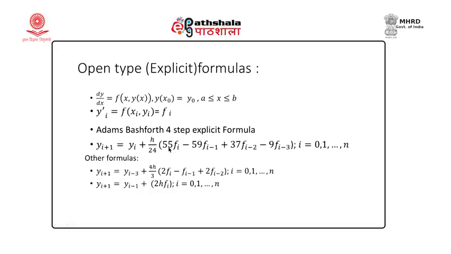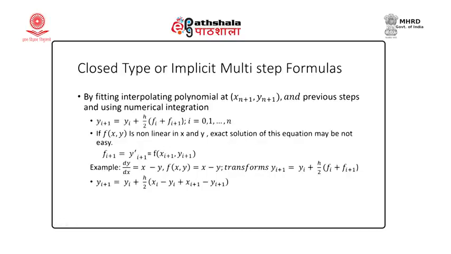There are other lower order formulas also, like yi plus 1 is yi minus 3 plus 4h by 3, 2 fi minus fi minus 1 plus 2 fi minus 2. So, this uses the values at 3 previous steps, and similarly there is one which uses only 2 previous steps. So, you can have a 2-step formula, 3-step formula, 4-step formula. The 4-step formula is the most commonly used.